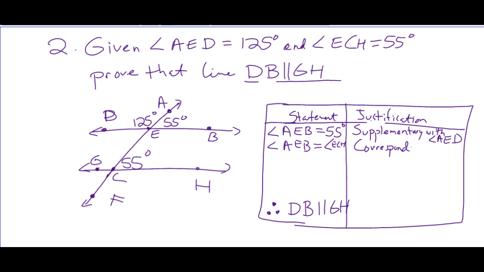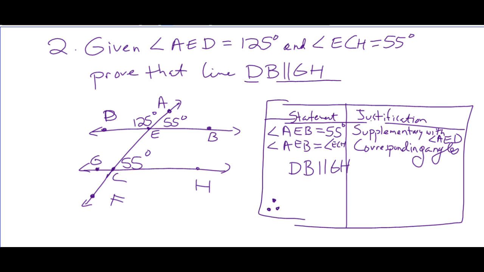Since corresponding angles are equal, oops. I can't move just that piece. Then we make the conclusion. The conclusion is what you want to prove. Therefore, line DB is parallel to line GH because corresponding angles are equal.